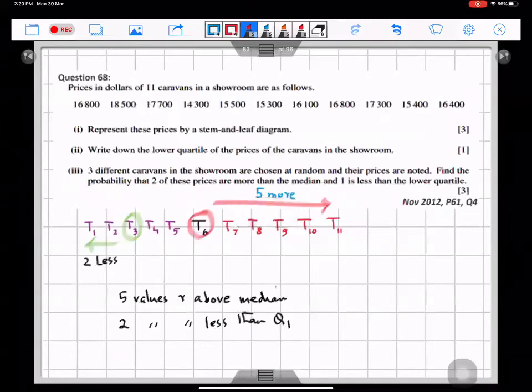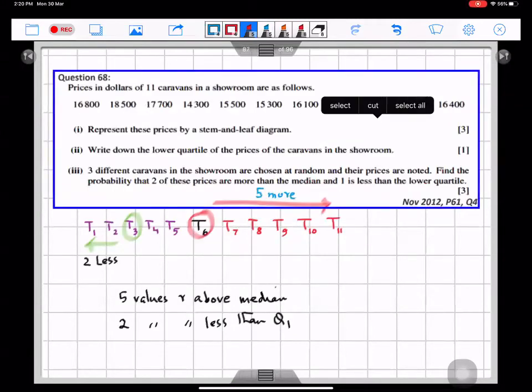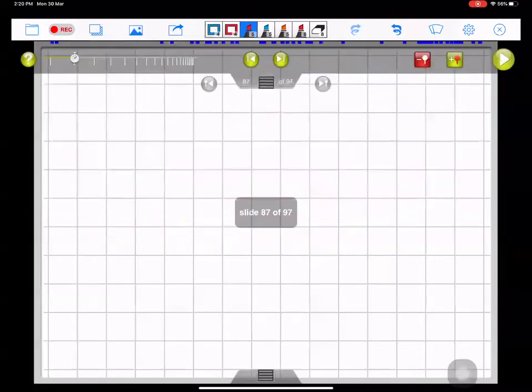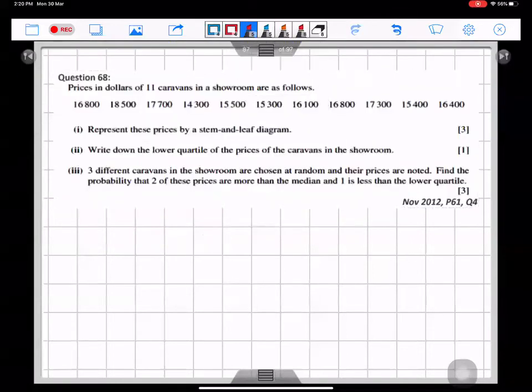Okay, question number 68. Let's first look at it. What is different in this one? Stem and leaf as usual. They're asking us to find the lower quartile, and 3 different caravans in the showroom are chosen at random and the prices are noted. Find the probability 2 of these prices are more than median and 1 is less than lower quartile. Now, a very clever question. They are asking about probability based upon the information given. Now, how many values are there? There are 11 values.